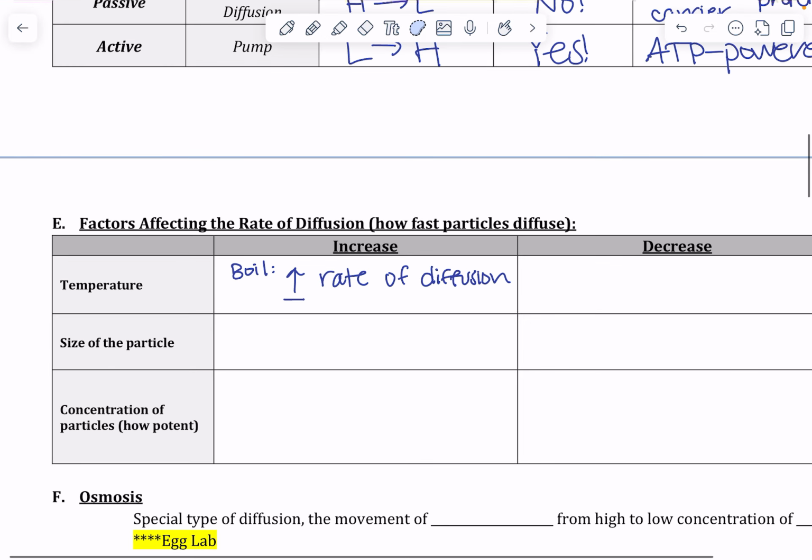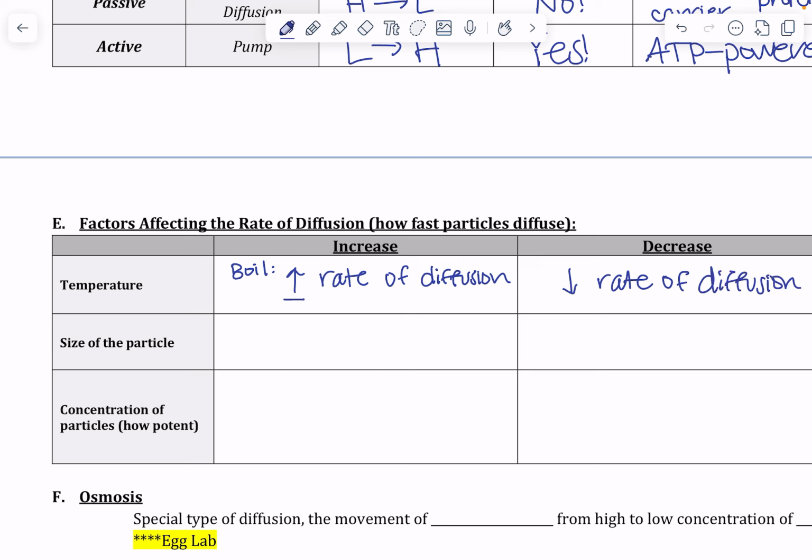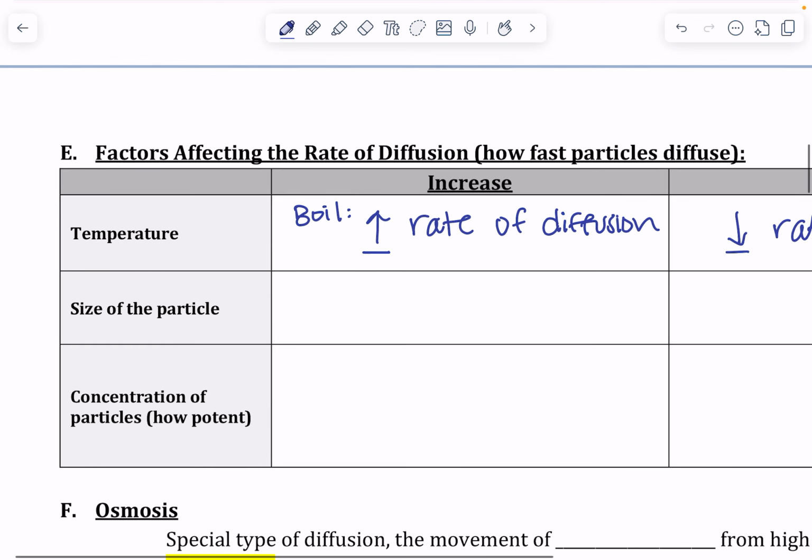If we decrease the temperature, that's this box here, we're going to decrease the rate of diffusion. So if we make the water colder that it's diffusing in, it's going to decrease the rate of diffusion. Now, let's talk about the size of the particle. As the particle size gets larger and it's trying to diffuse, it's going to decrease the rate of diffusion because the particle is just far too big.